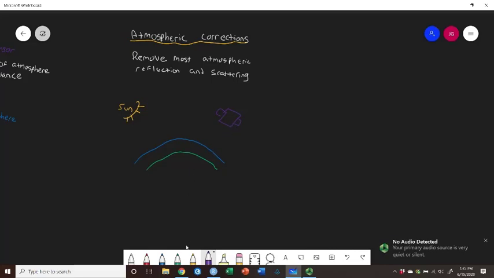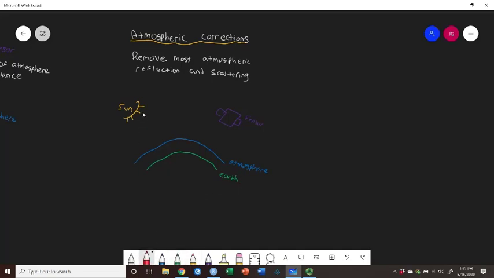And the sensor. Sensor. Sphere. And Earth.